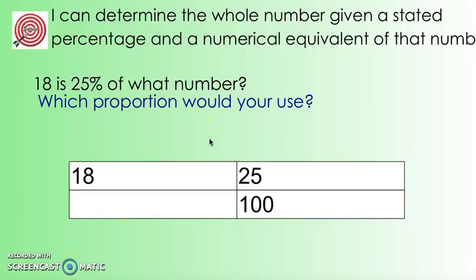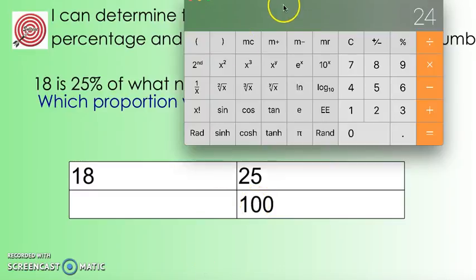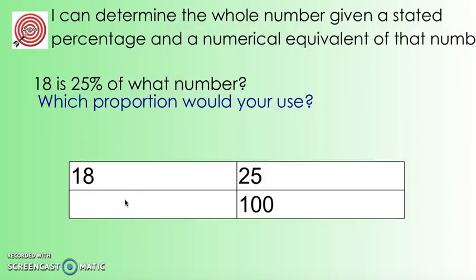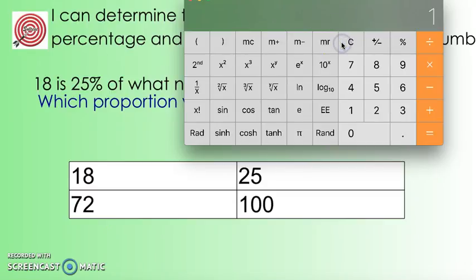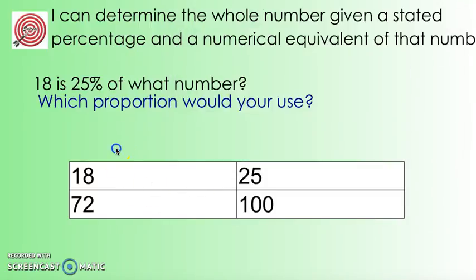Well, do you see a diagonal? Yep, it might be in a different spot, but if you notice, 18 and 100 are diagonal from each other. So we're going to do 18 times 100 divided by 25. And the answer is 72. And you can always check your answer. 18 divided by 72, 0.25, and 25 divided by 100, 0.25. They're both the same.